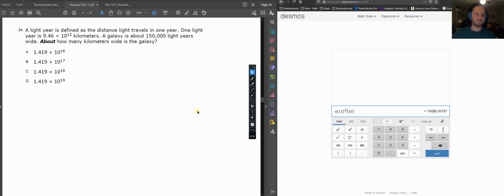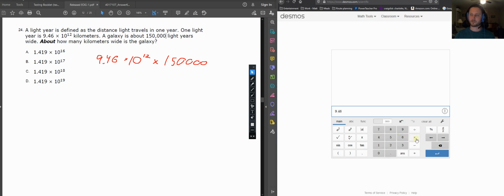So for this one, we have 1 light year, which is that amount, and we have a galaxy that is that many light years. So we are going to be multiplying 9.46 times 10 to the 12th times 150,000. Now, there are two ways you can go about doing this, but first, let's do an experiment. Let's see what happens if we try to type this whole thing into a calculator.